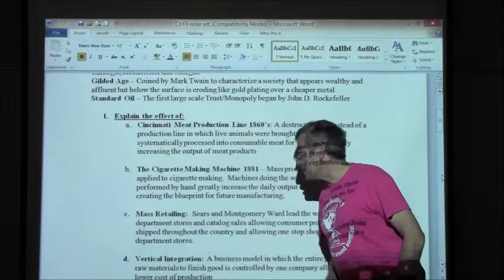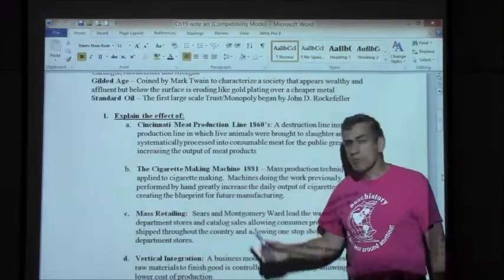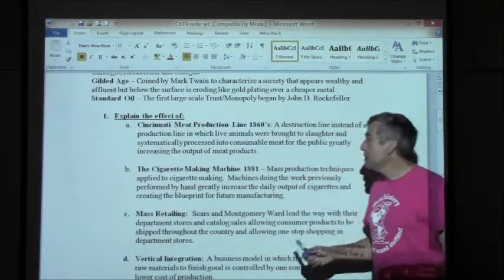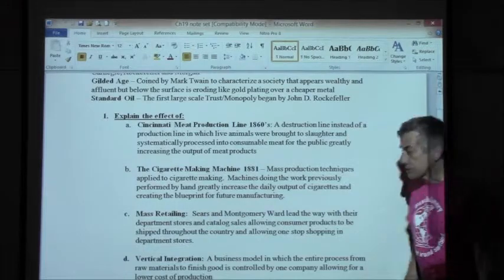Then you have the cigarette making machine, 1881. Mass production technique applied to cigarette making. Remember 7,000 cigarettes an hour? Machines doing the work previously performed by hand greatly increased the daily output of cigarettes.